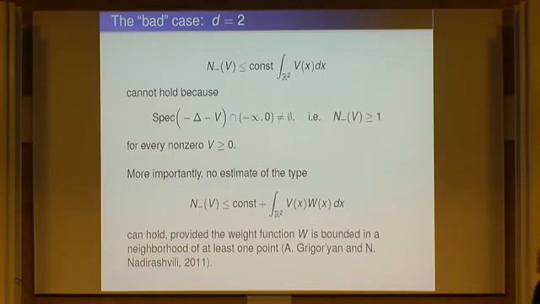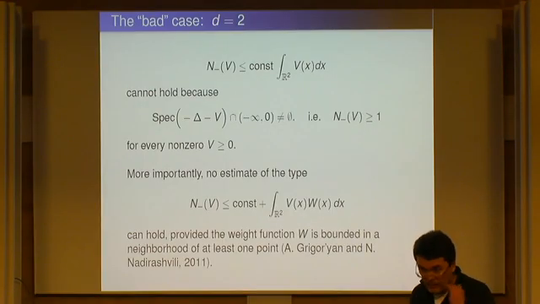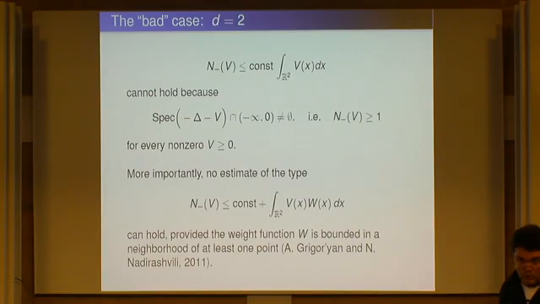But it turns out that no, you cannot have an estimate of just a constant plus the integral of v. You can put any weight you like, as long as this weight is bounded in a neighborhood of at least one point. An estimate like this cannot hold.